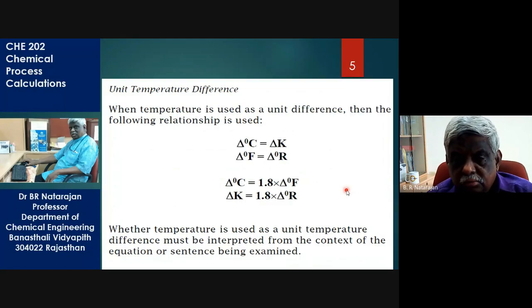And you know that change in centigrade is same as change in Kelvin. Delta C is same as delta K. Unit change in centigrade is same as unit change in Kelvin. So all we have to do is convert Fahrenheit into centigrade, multiplying by 1.8.